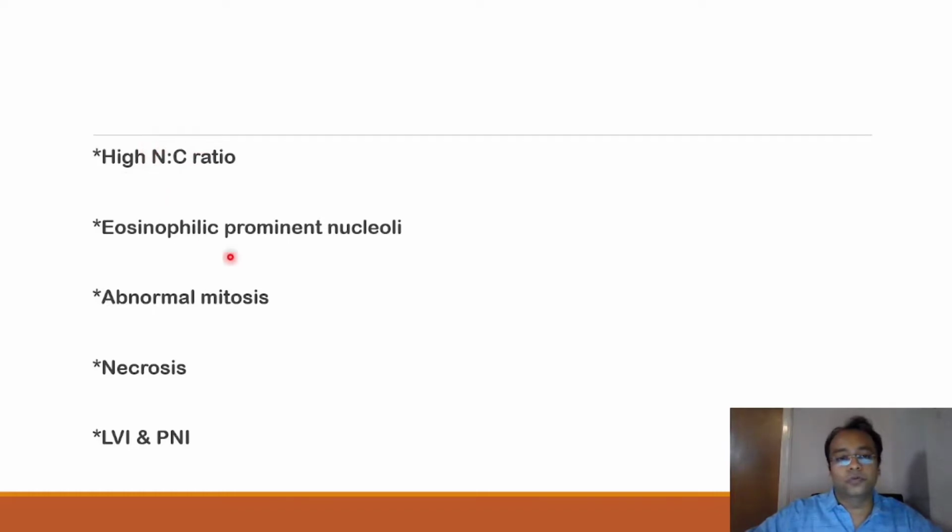This high NC ratio, prominent nucleoli, abnormal mitosis, and pleomorphism are features suggestive of anaplasia, which is seen in any cancer. The main hallmarks of cancer are anaplasia and metastasis. Anaplasia means loss of differentiation, and its features are high NC ratio, prominent nucleoli, mitosis, and variation in size and shape. So that can be observed in all cancers. Sometimes in squamous cell carcinoma, lymphovascular invasion, that means penetration into the blood vessel, or perineural invasion, meaning squamous cells surrounding the nerves, can be present, and it is suggestive of poor prognosis, right?